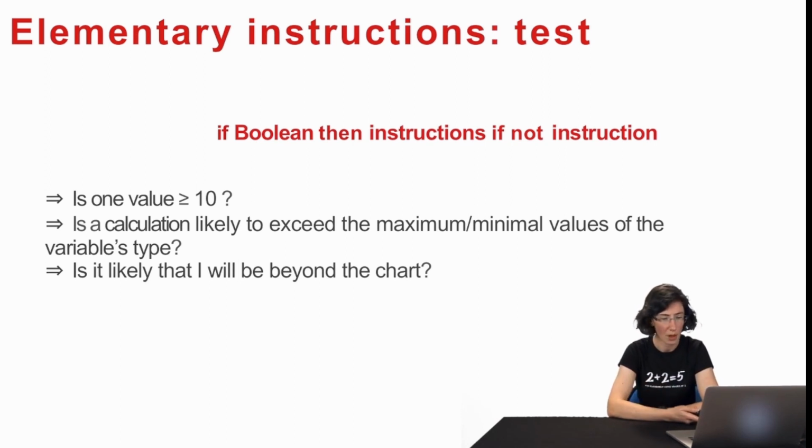Another kind of test would be, is there a chance of going beyond maximal or minimal values for one kind of variable? For example, if you have an integer value coded on a byte between 0 and 255, we may want to make sure the sum will not exceed 255. Another test case is when you access the inside of a chart. You want to make sure you are accessing the right memory space, so we are going to test that we are indeed inside the two borders of a chart.